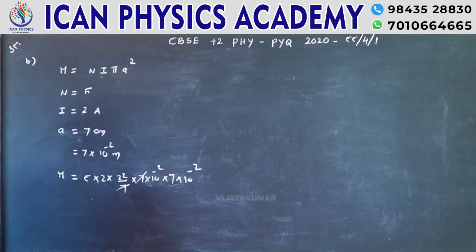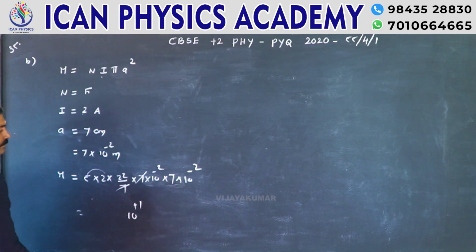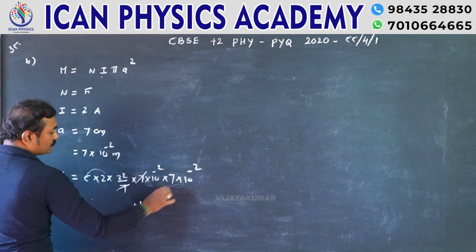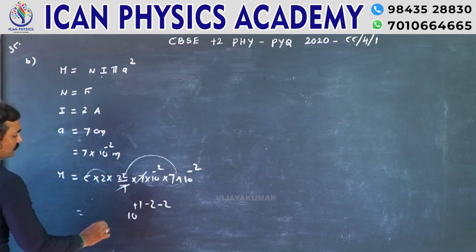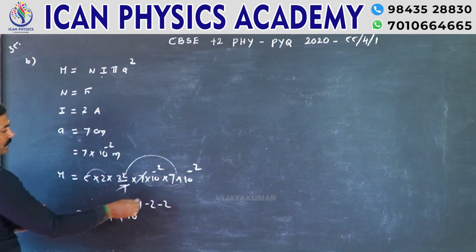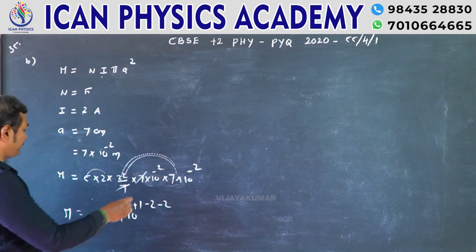So 7 getting cancelled. So 5 2s are 10, so 10 power plus 1. Here we are having minus 2, here we are having minus 2. So 7 2s are 14, remainder 1, 7 2s are 14 plus 1, 15. So minus 2 minus 2 minus 4. Minus 4 plus 1, minus 3.